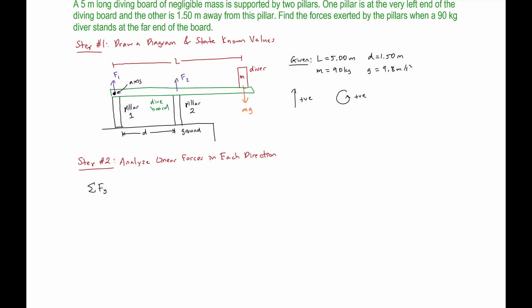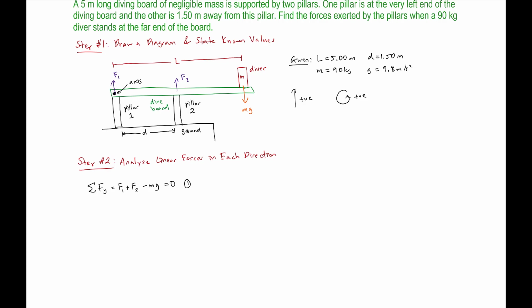So we have this. We drew F1 and F2 as positive, so F1 and F2 are in the positive direction. And we have minus mg, and they should be equal to 0. We'll call this equation 1. That's pretty much it for analyzing our linear forces.